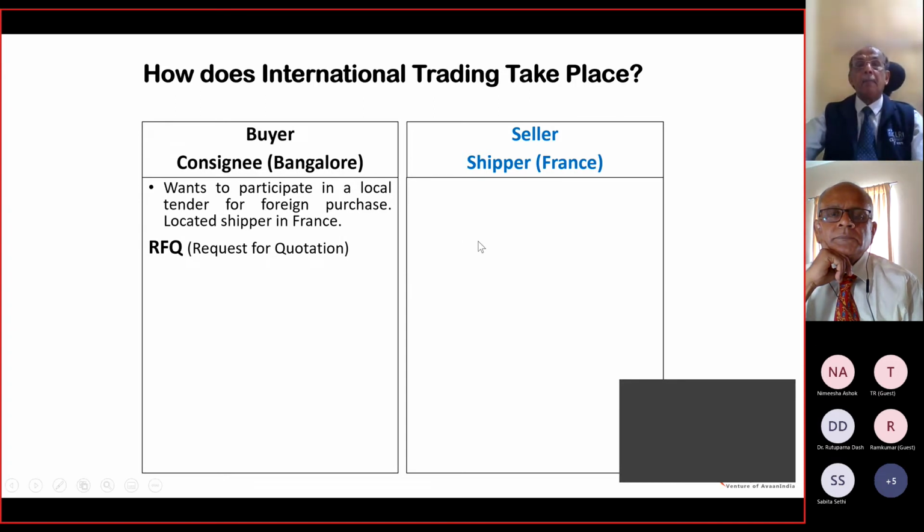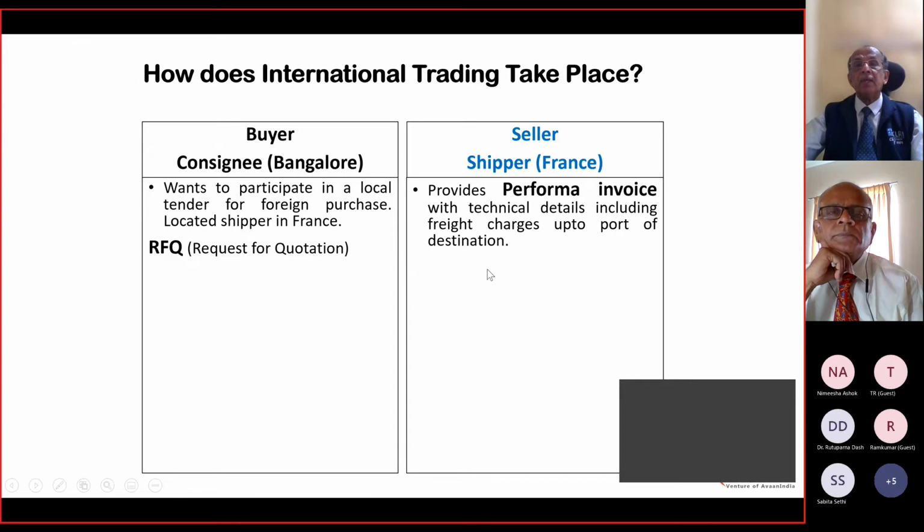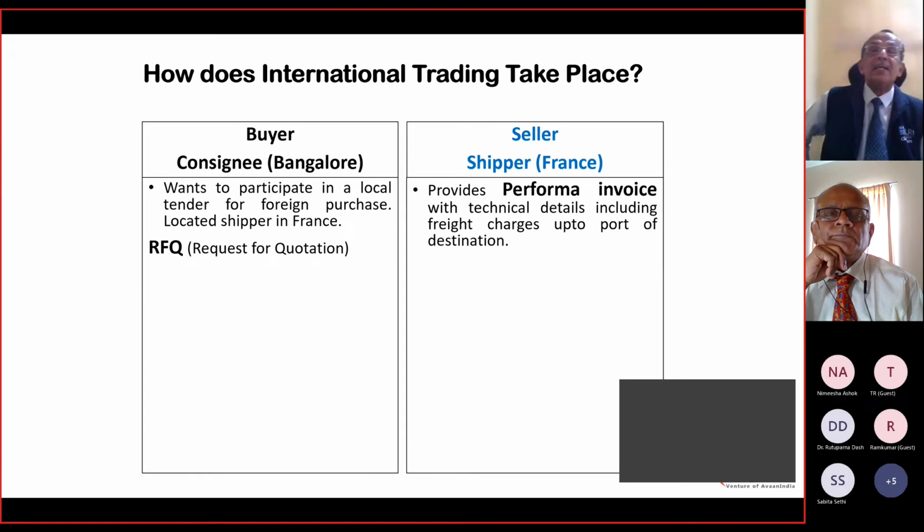seller in France. The seller in France provides a proforma invoice with all the technical details, including freight charges up to the port of destination. Mind you, this is called a proforma invoice. It is not a commercial invoice. Why is it not a commercial invoice? Because the transaction is not over.